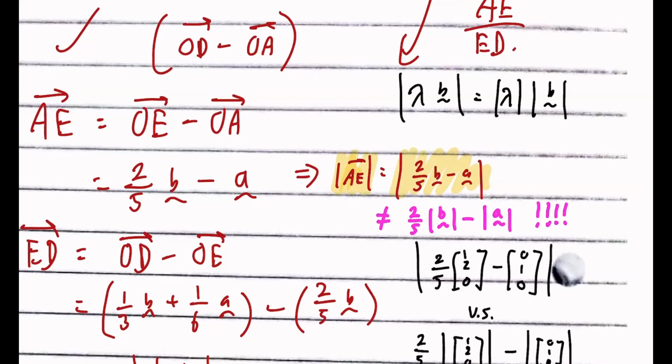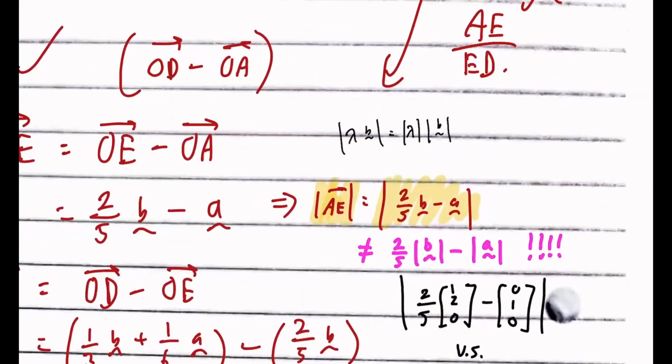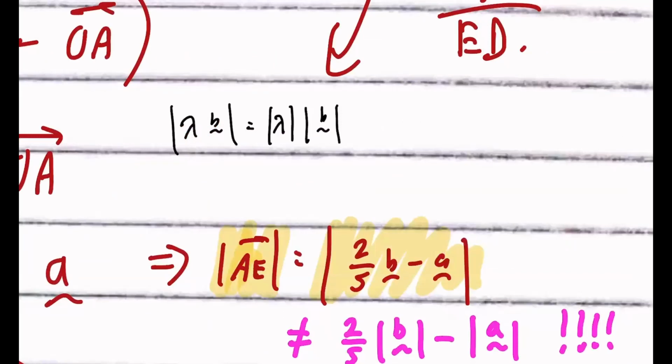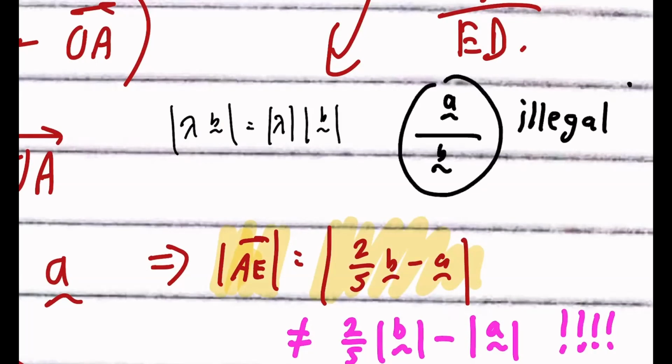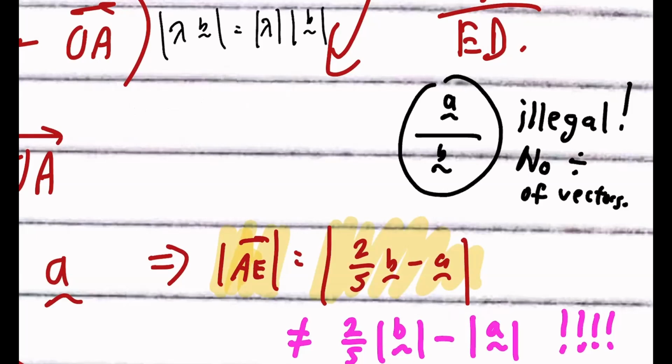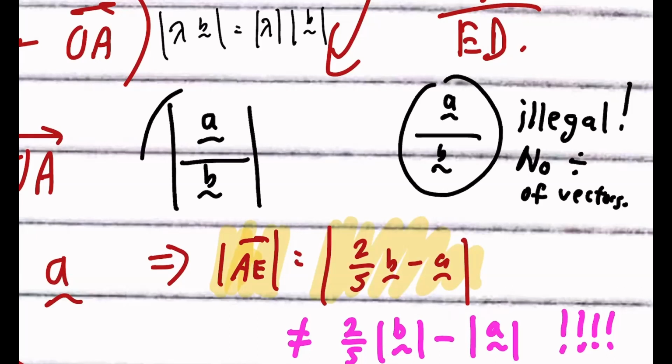Take note of one more thing. In the world of vectors, for modulus, if you have vector A divided by vector B, this is illegal. There is no division of vectors. Since this is illegal, it also means that the modulus of vector A divided by vector B is nonsense.